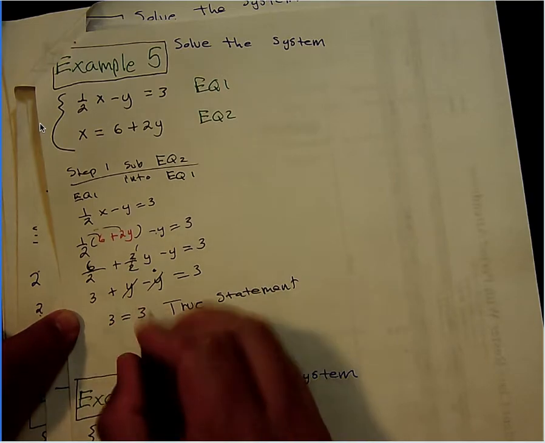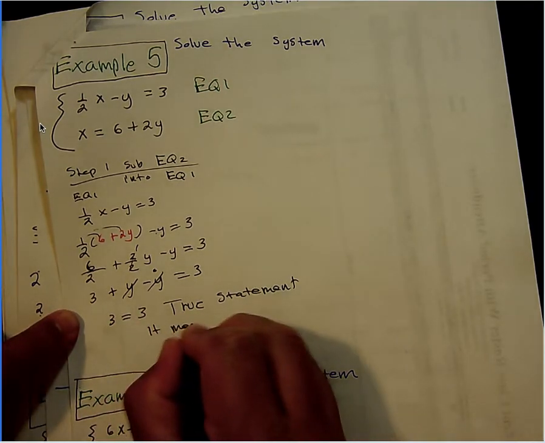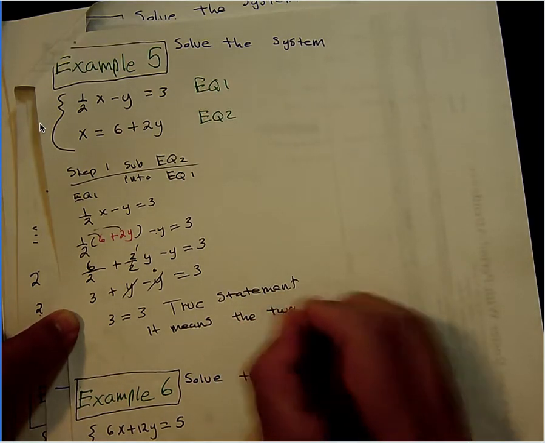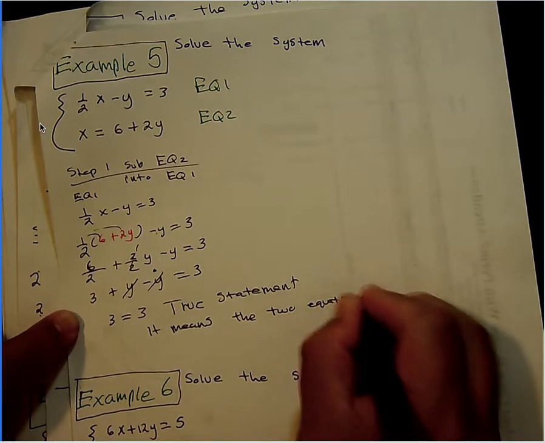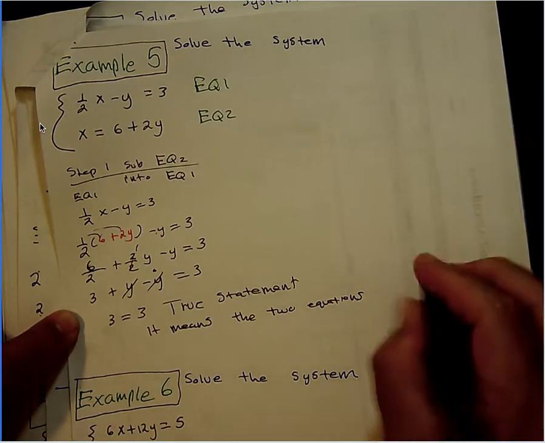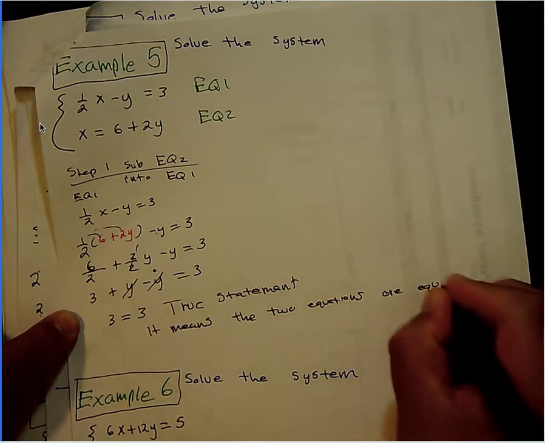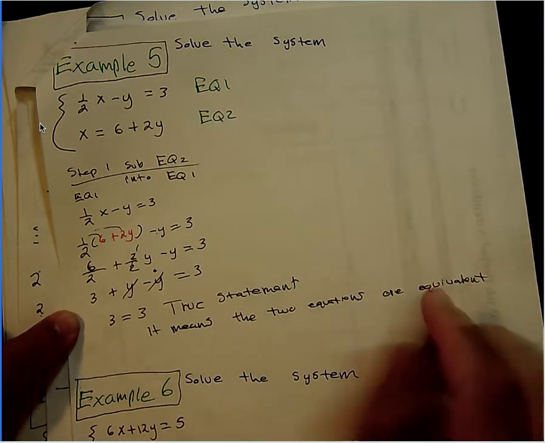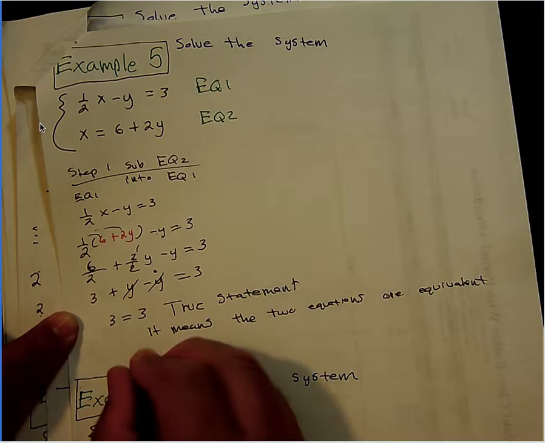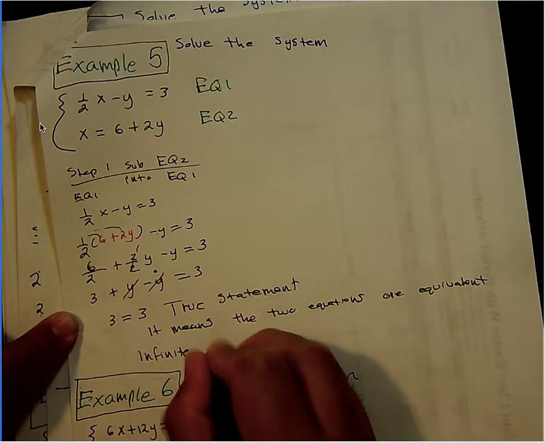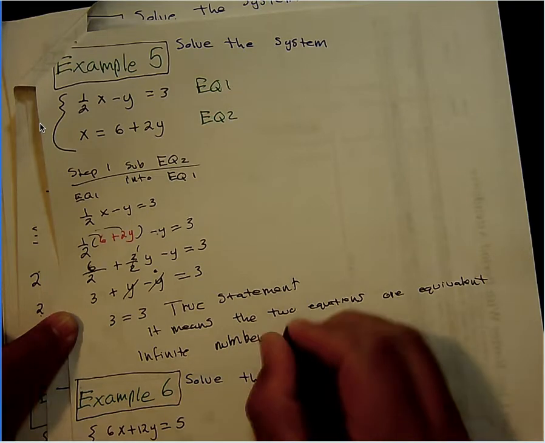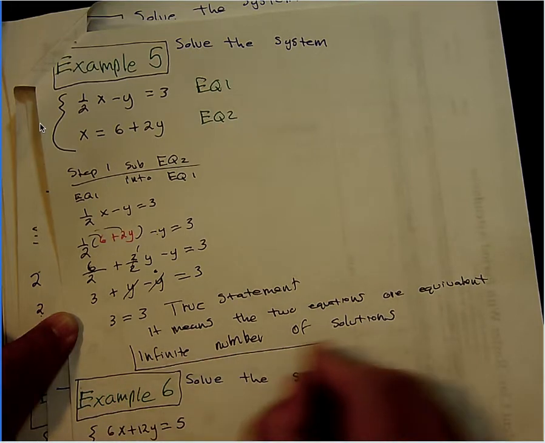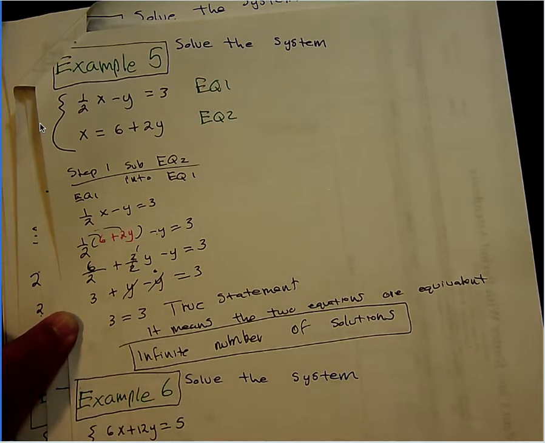So what does that mean? It means the 2 equations, so these 2 equations are equivalent, or they're the same, they're equal. So when that happens, the solution would be an infinite number of solutions. So infinite number of solutions when that happens.